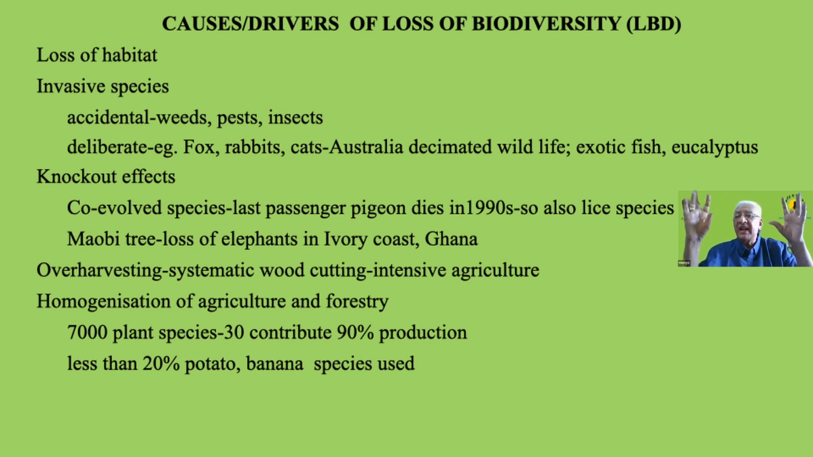Homogenization. We have about 7,000 plant species in the world, and 30 of them contribute to 90% of the production, which means the others are not contributing to production at all. It's just like a human being: if you don't use your limbs, gradually you'll not be able to walk. So if you're not using some of those plant species, they gradually become extinct. Take examples: less than 20% of potato or banana species are being used. So the others are going to become extinct.